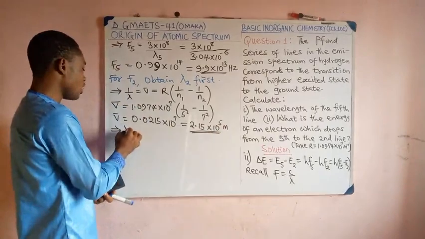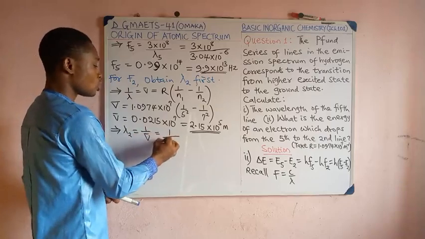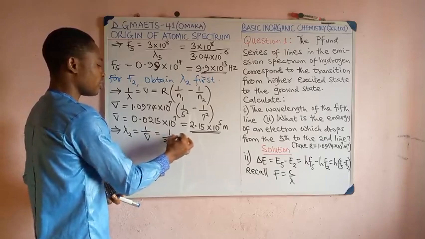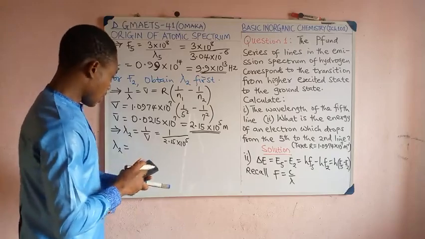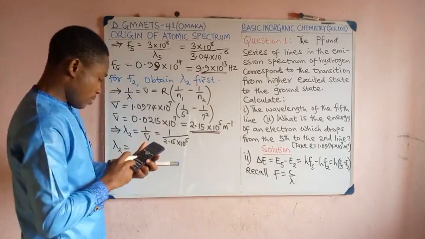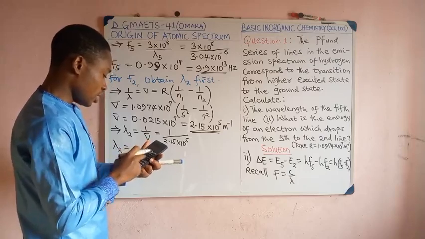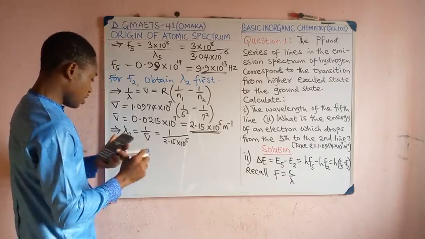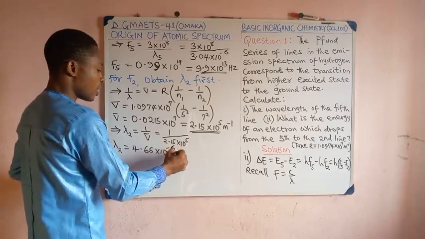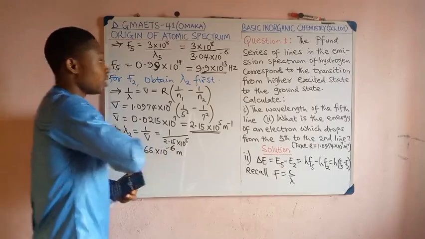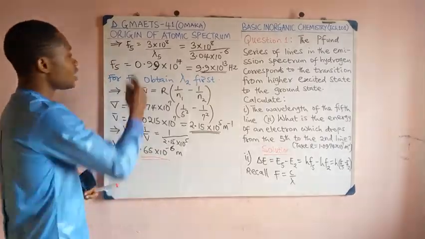So it implies that the wavelength of the second line would be 1 over the wave number we calculated, 1 over 2.15 times 10 raised to the power 5. The wave number unit is per meter. So 1 divided by 2.15 times 10 raised to the power 5 gives me 4.65 times 10 raised to the power minus 6 meters. So this is the value of the wavelength for the second line in the Pfund series. Is that okay? We can now obtain F2.